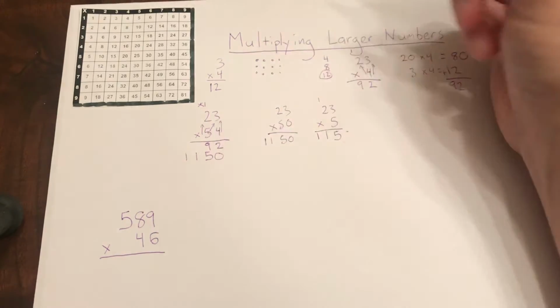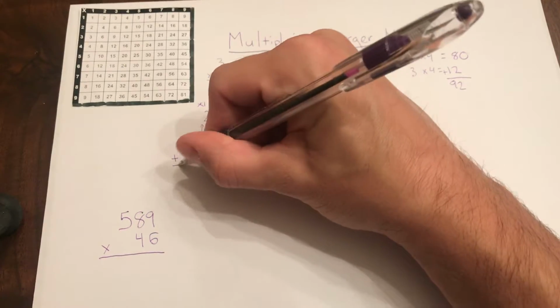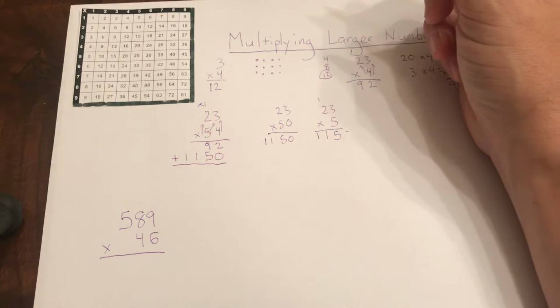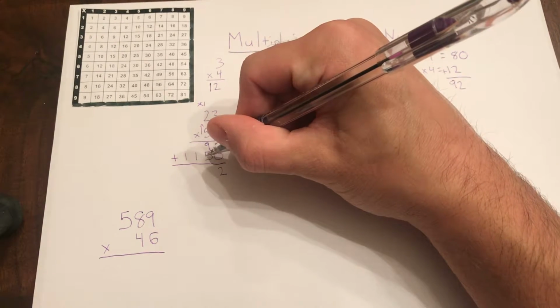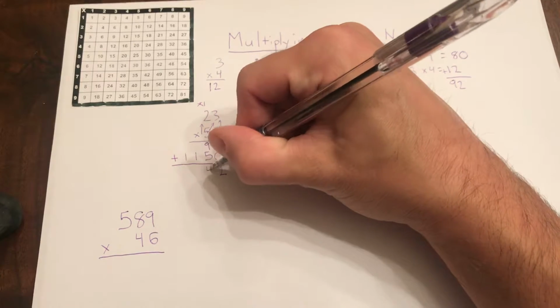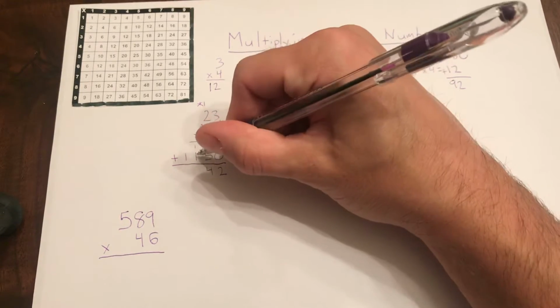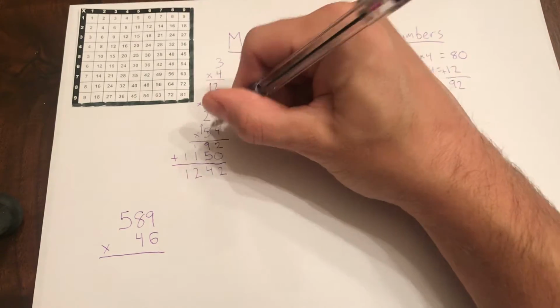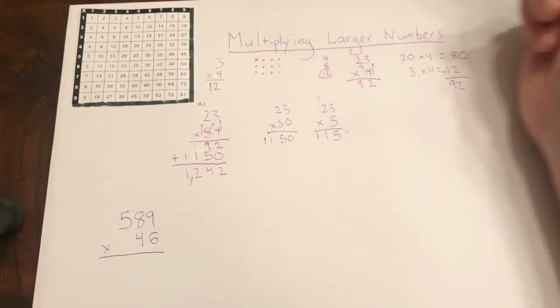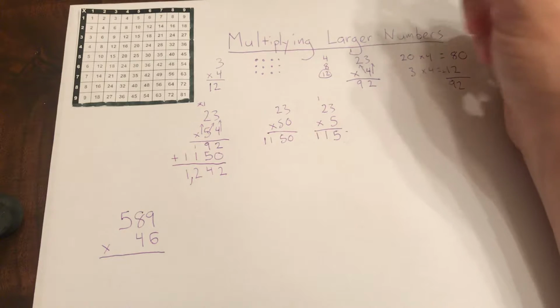And now what I'm going to do is add those two numbers, and I should have my final product. 2 plus 0, 2. 9 plus 5, 14. So I'll put a 4 here and then carry a 1. 1 plus 1, 2. And then 1 left over is 1. So 23 times 54 gave me 1,242, okay?